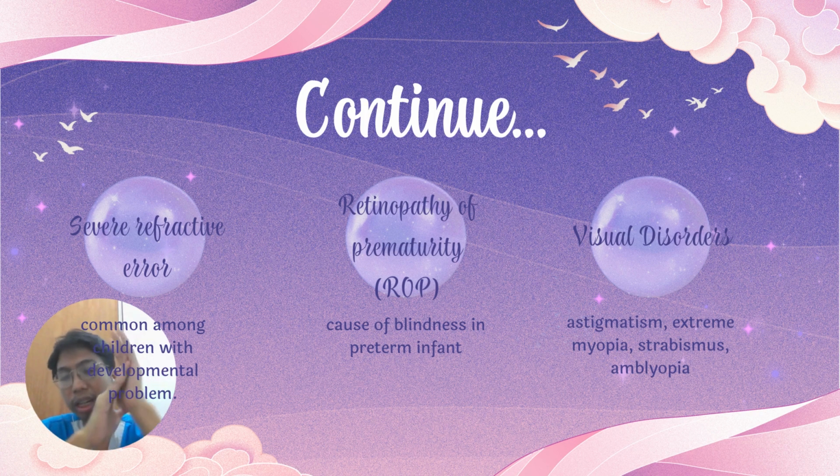And vision disorder, there are so many visual disorders such as astigmatism, extreme myopia, strabismus, amblyopia. So some far-sightedness and near-sightedness and all that, blurry vision, seeing colors, or seeing two colors at once, for example. So it could be very dangerous if it's left untreated. So yes.